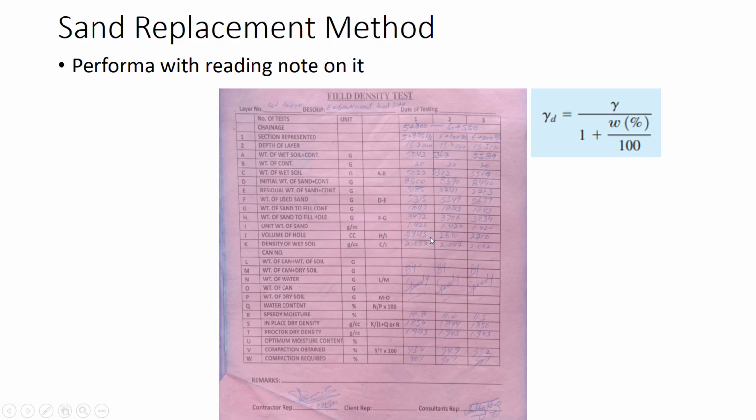So after which basically the main concept is that the volume of the hole is found out through pouring down the sand in the hole. You can see that the compaction required in that case is 95%, and our results are around 95.4, 95.4, 94.9 and 95.2. So this is basically the main formula used in each test to find out the dry density.